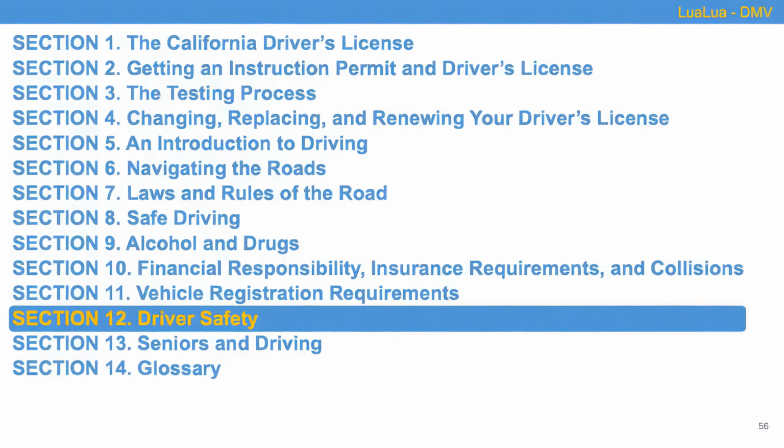DMV may do the following: request medical information from you or your physician, conduct an in-person or over-the-telephone re-examination, require you to take a knowledge, vision, or driving test, issue you a limited-term driver's license, immediately suspend or revoke your driving privilege if your physical or mental condition presents an immediate threat to public safety, or take no action against your driving privilege.